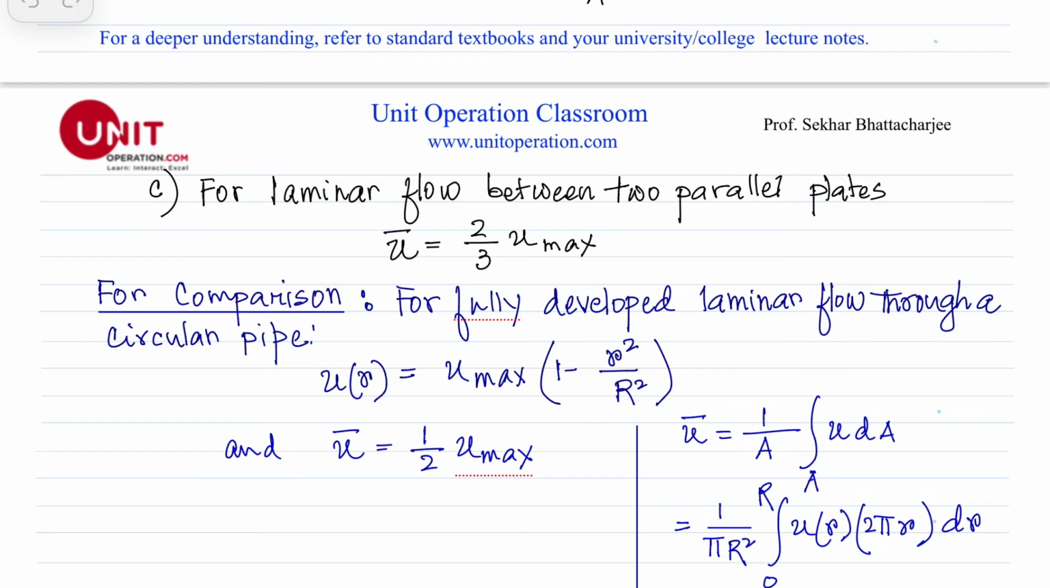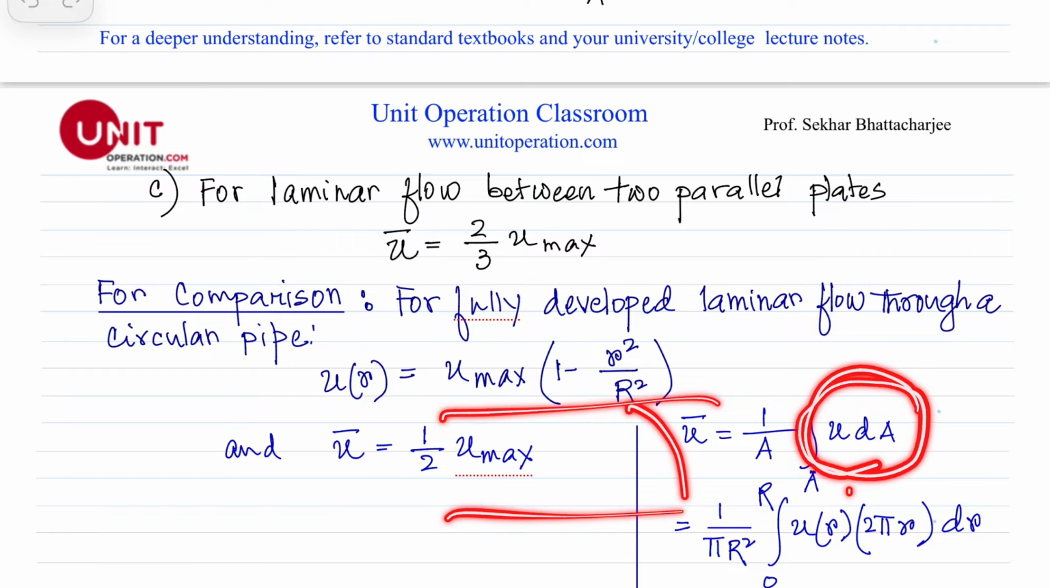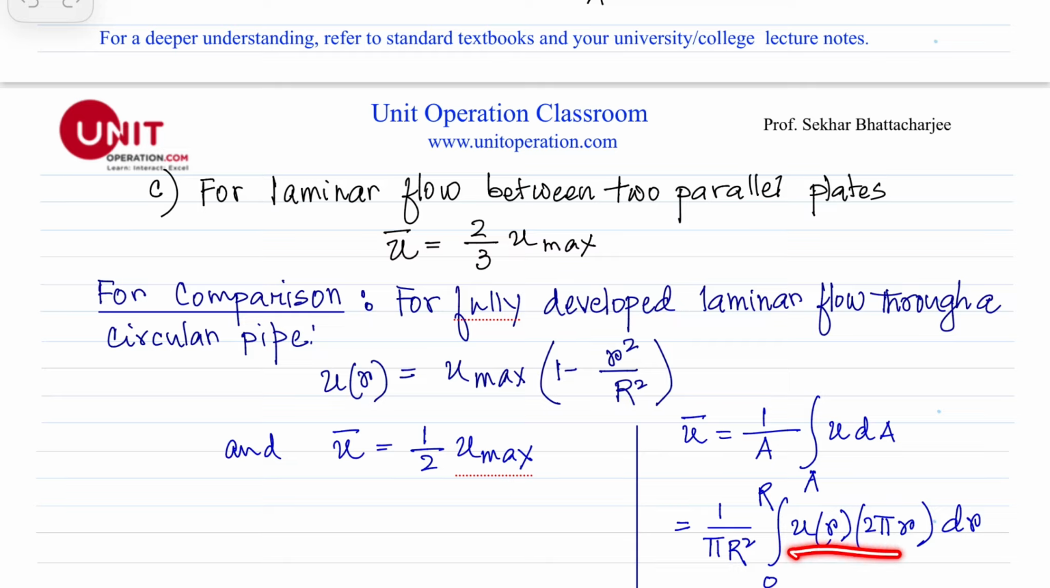Just for the sake of comparison, for fully developed laminar flow through a circular pipe, we know, again, this is a parabolic velocity profile. If you remember, this is very standard, and we know u bar is equal to half of u max, and we use the same approach. This is the total flow rate in the pipe here, and that is equal to u as a function of r, times 2 pi r. The way we get it is here.